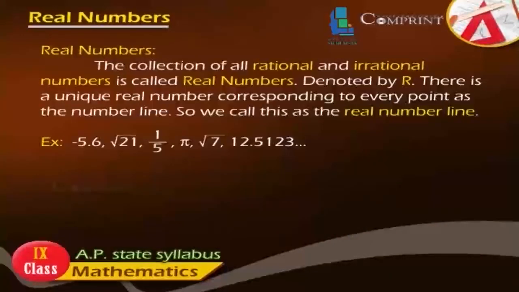Real numbers. The collection of all rational and irrational numbers is called real numbers, denoted by capital R. There is a unique real number corresponding to every point on the number line. So, we call this the real number line. Examples: -5.6, √21, 1/5, π, √7, 12.5123 and so on.